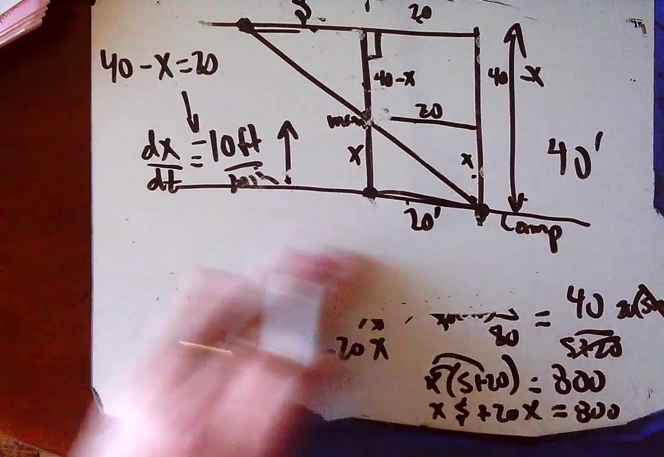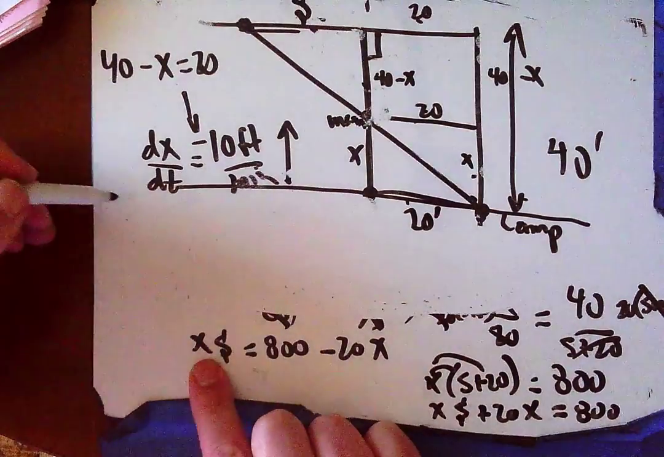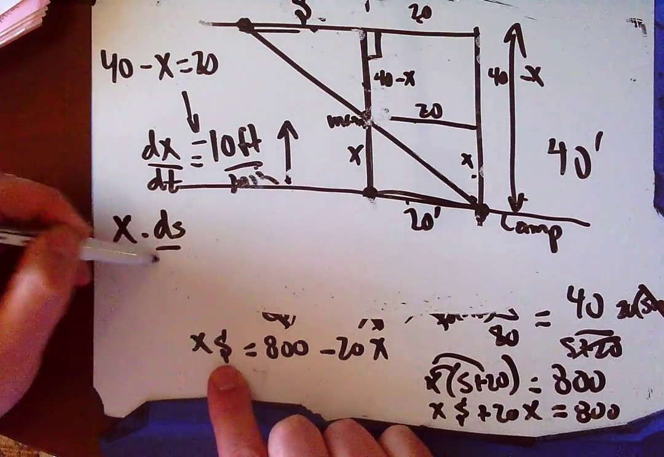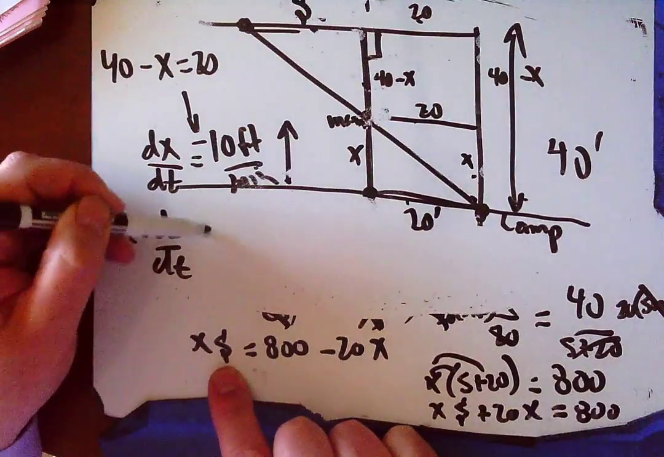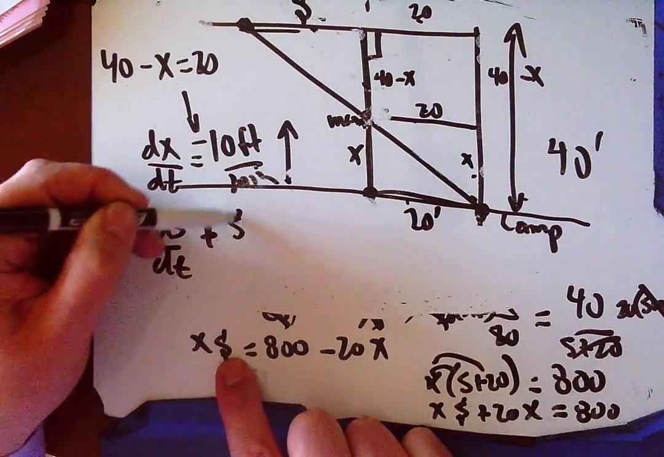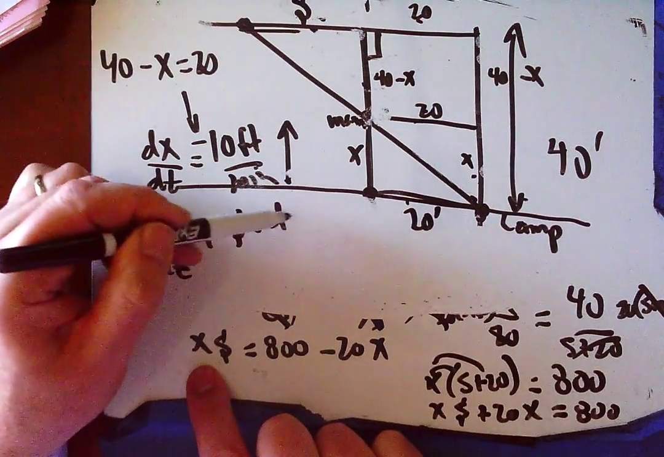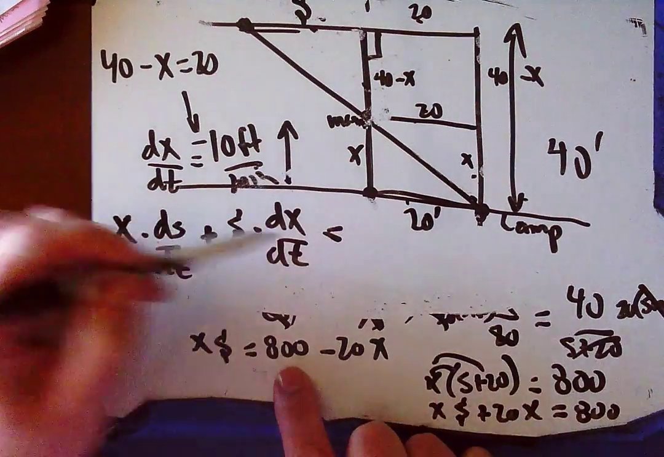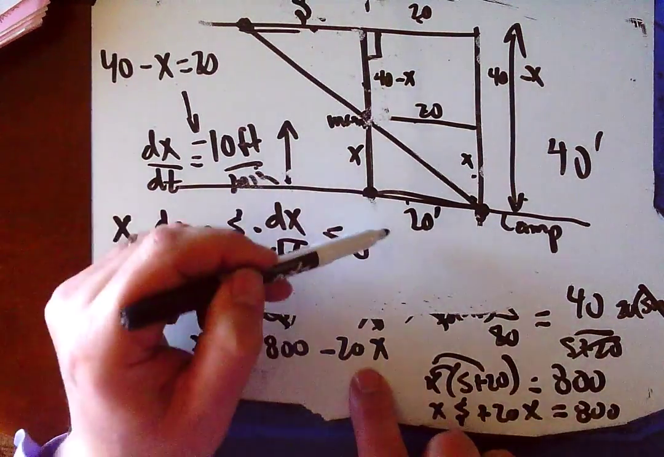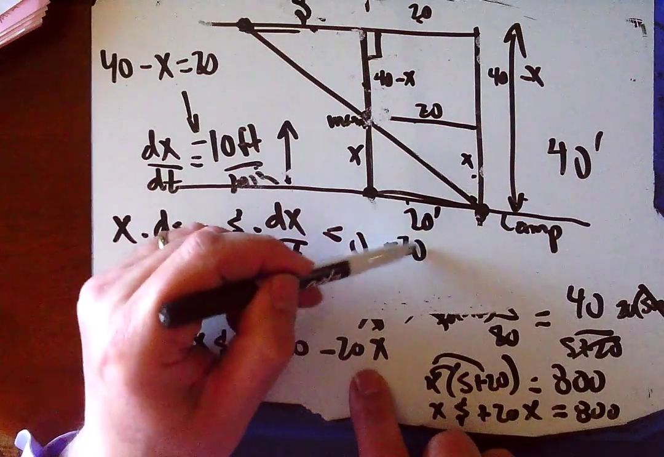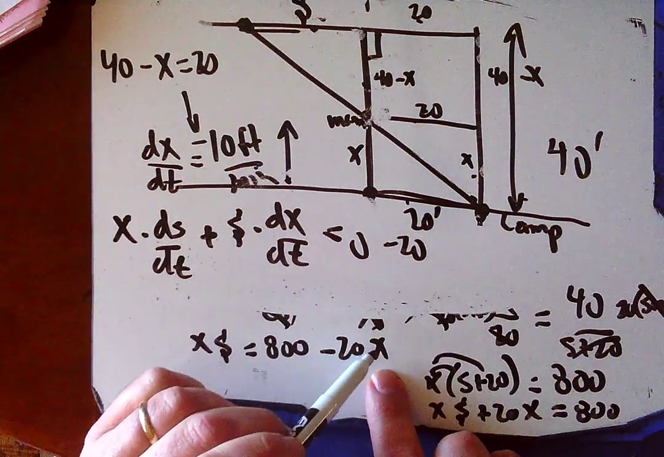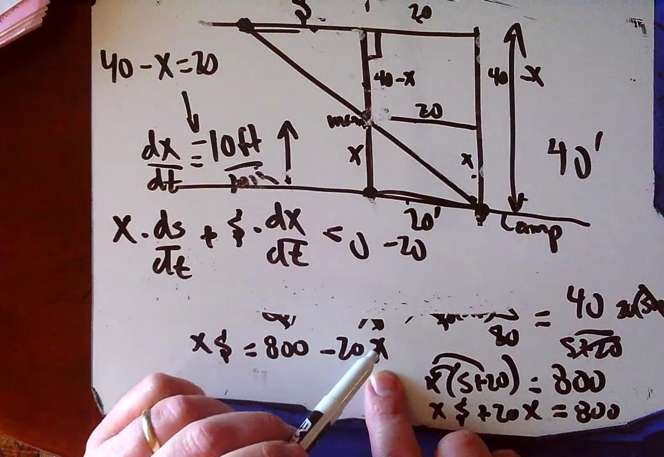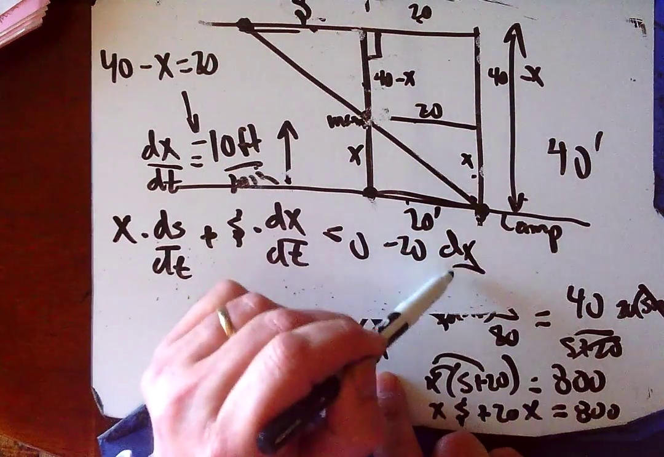So let's take the derivative here. Okay, this is product rule. I'm going to have this times the derivative of that with respect to time, plus this times the derivative of that with respect to time, equals the derivative of this is 0, and the derivative of this is minus 20. Be careful, the derivative of this, not with respect to x, but the derivative of this with respect to time is going to be dx/dt.